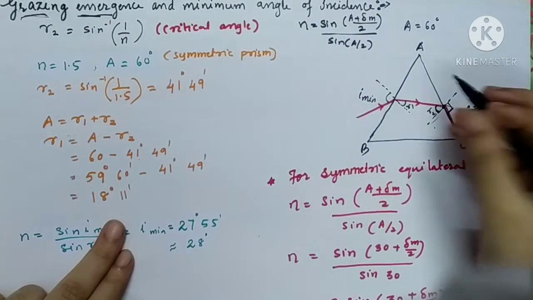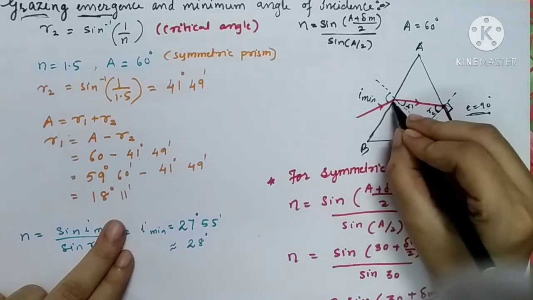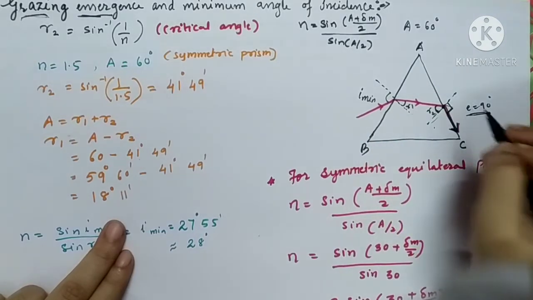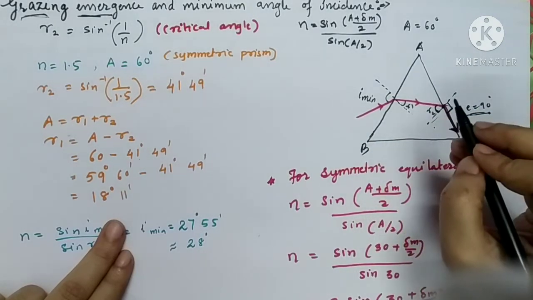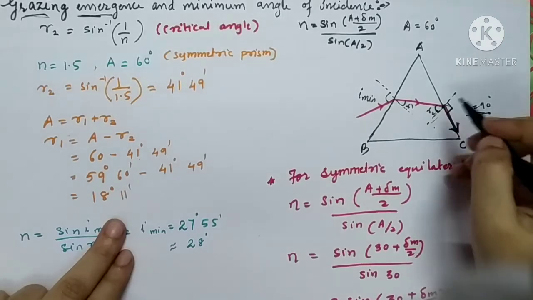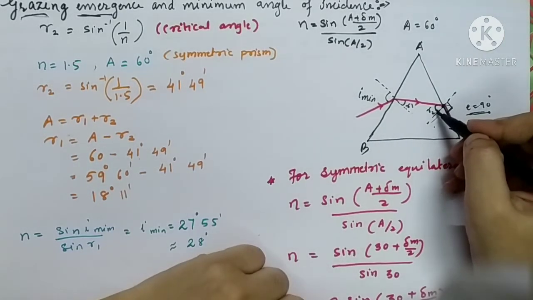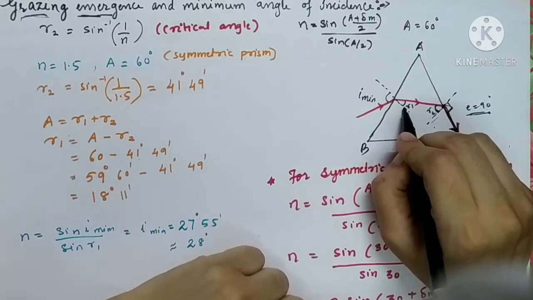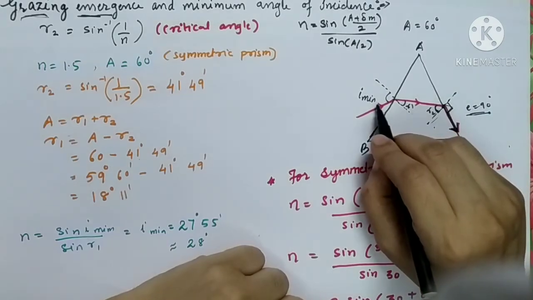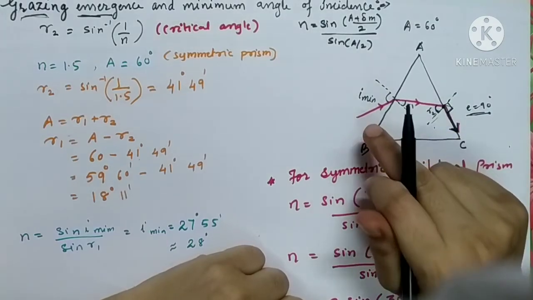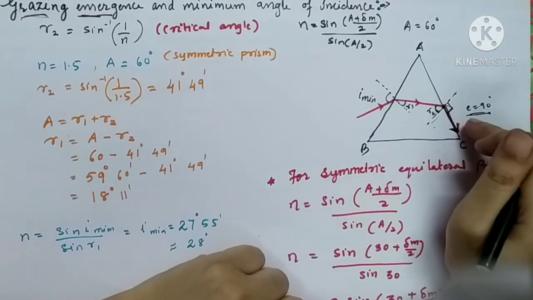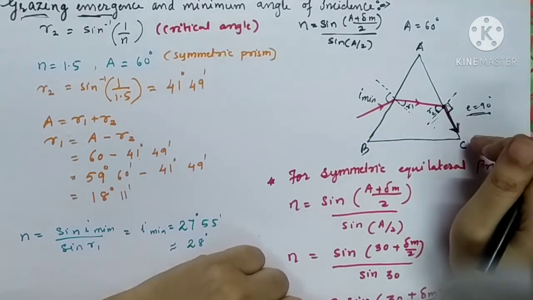Then what would be the angle of incidence for this particular grazing emergence ray? That we will have to calculate. So how are you going to calculate? We will calculate R2, then we will calculate R1, and after that we are going to calculate i minimum, meaning the minimum angle of incidence for this particular grazing emergence ray.